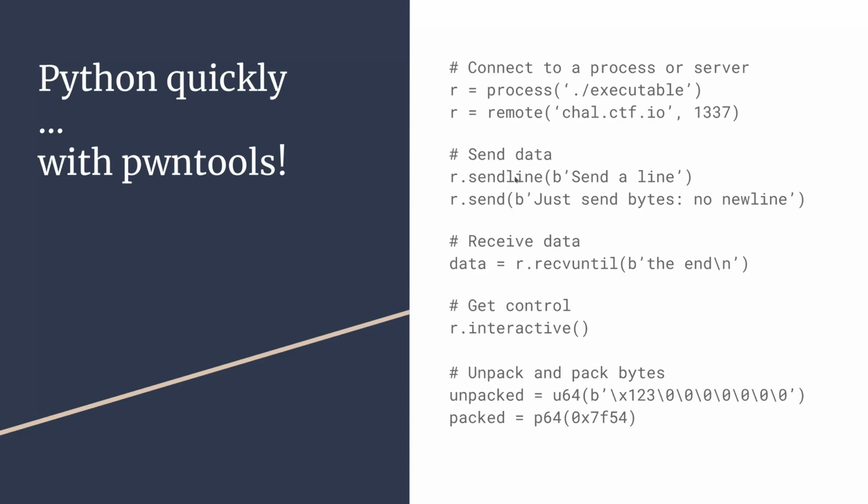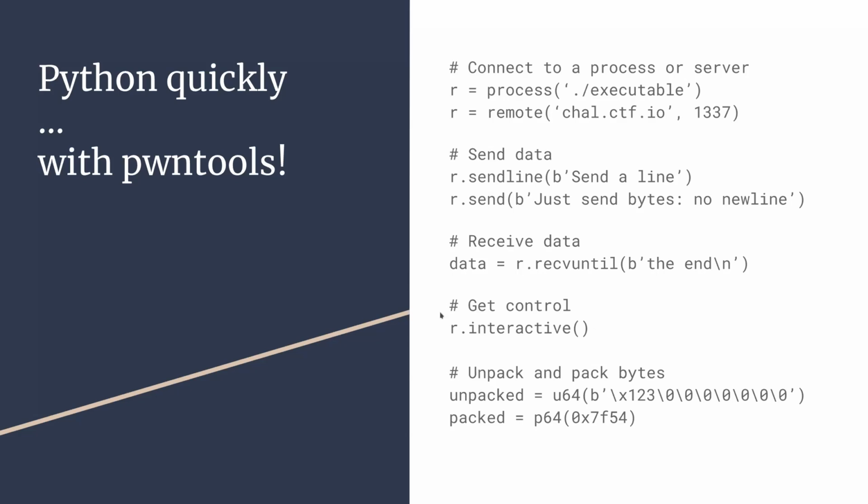So sendline, of course, just sends what you send and adds a new line to the end, while send doesn't do that. And then you can use the recv related functions to receive data. So for example, I'm using recvuntil, which will receive data until it sees that string, and then it'll return what data it received.